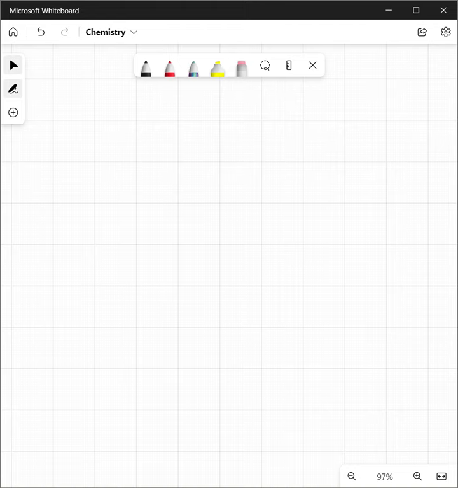Okay, so can you see my board okay? Yes. Okay, excellent. All right, here we go. So if I draw a little something like this, you go ahead and name this molecule for me.